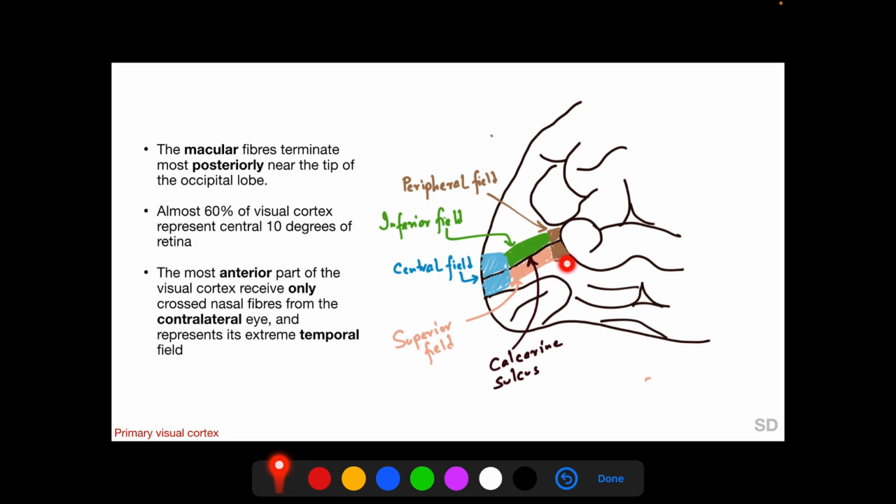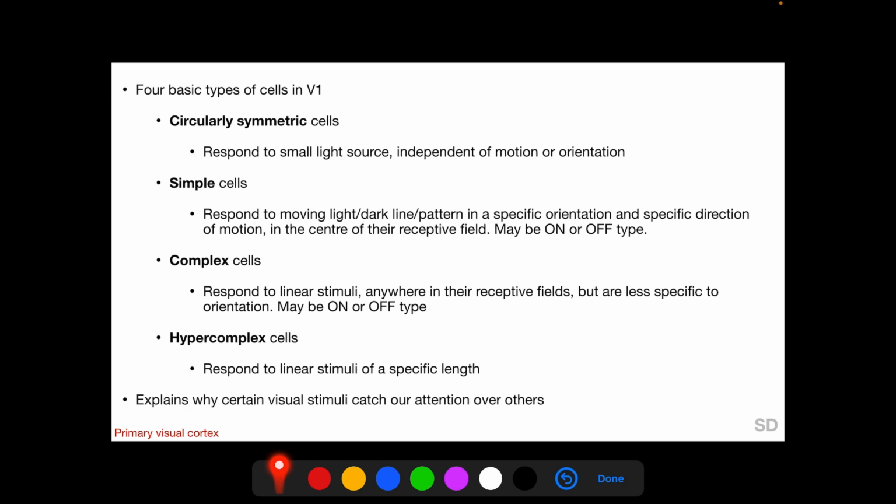part of the visual cortex receives only crossed nasal fibers from the contralateral eye and does not receive fibers from the ipsilateral eye, and thus the most anterior part of the primary visual cortex represents the extreme temporal field of the contralateral eye. In the primary visual cortex, there are 4 basic types of cell.